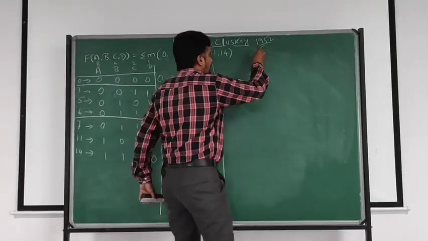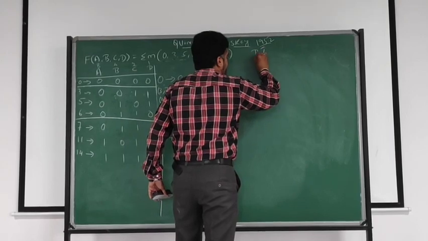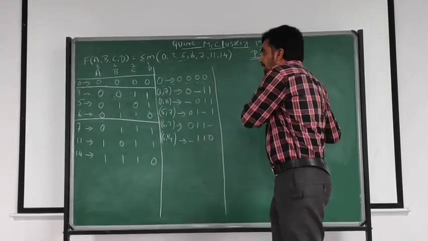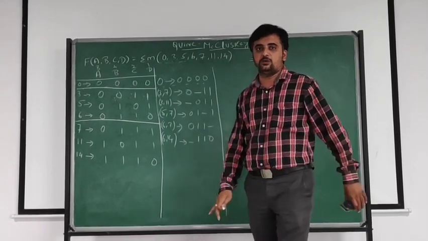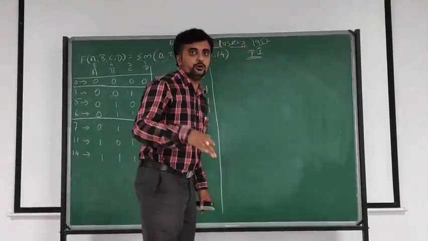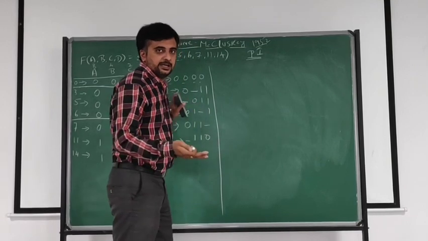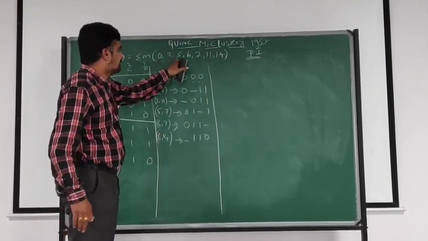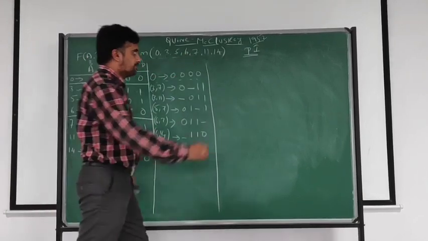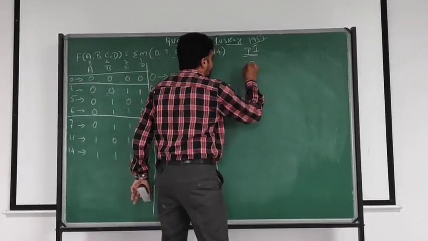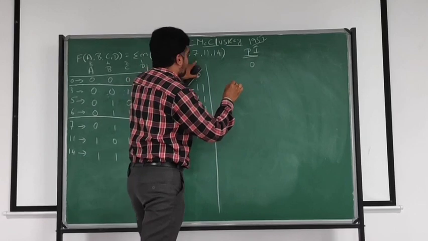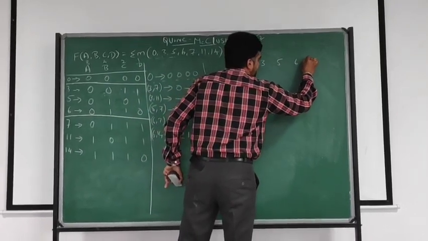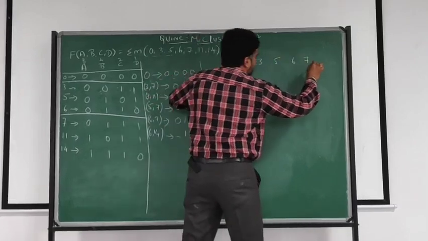In the Quine-McCluskey method, these are called prime implicants, that is PI. PI indicates prime implicant, used to minimize the values in the Quine-McCluskey algorithm. So how to solve the prime implicant table by seeing these values? See here, what are the values given in the problem? Just write them as they are: 0, 3, 5, 6, 7, 11 and 14.